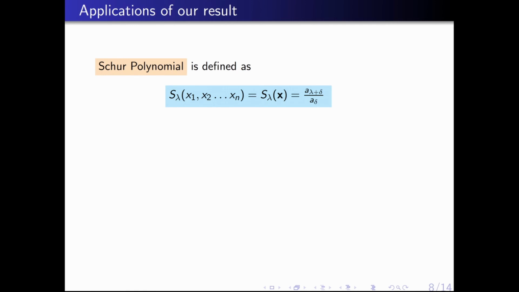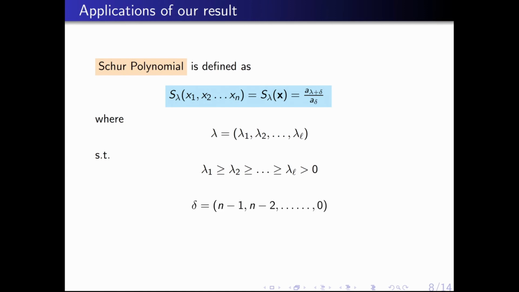Now, as you can see, there are so many jargons. Let's define them one by one. So what is lambda? Lambda is a non-increasing sequence of positive integers, and they satisfy this condition. What is delta? Delta is basically the fixed vector, that is n minus 1, n minus 2, that goes up to 0. This is the n length vector.